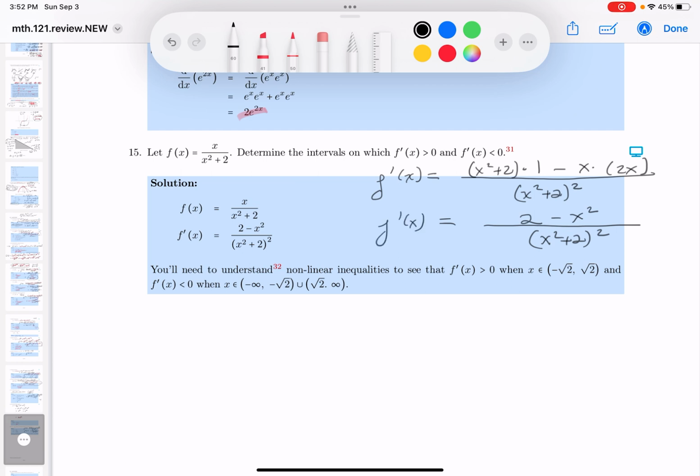Now, if this is an exam question, I would say that's part of the problem. But then in a sense it really is the full problem, it's not. What are they asking for? When is that derivative greater than 0, and when is it less than 0? Well, let's go through that.